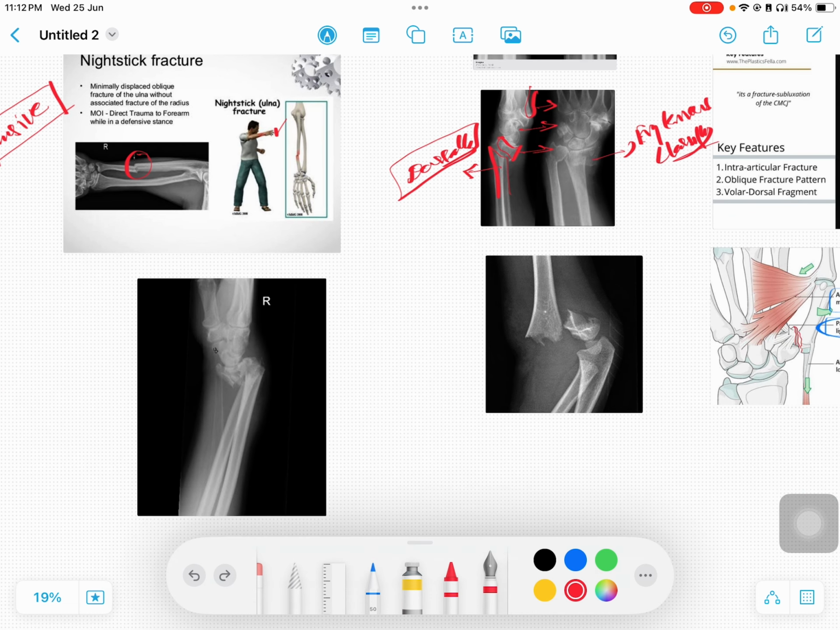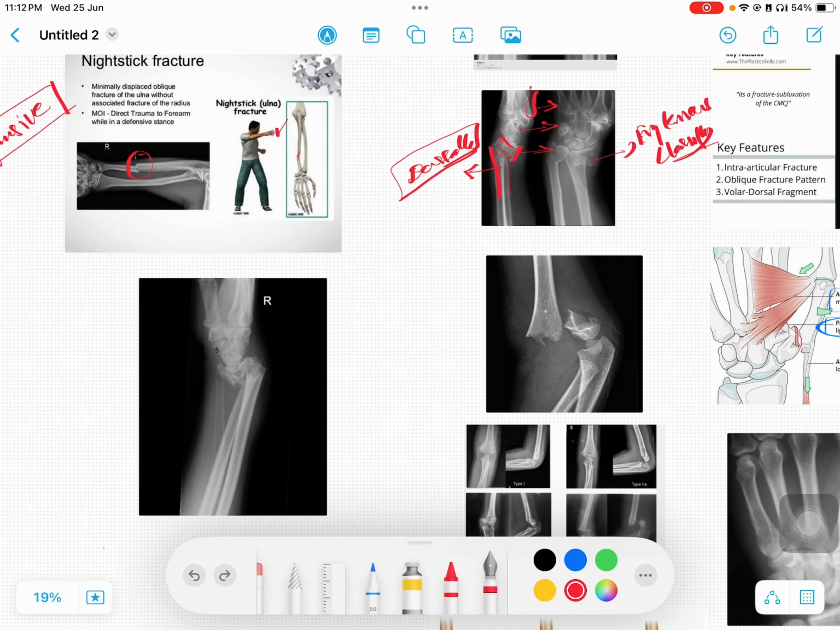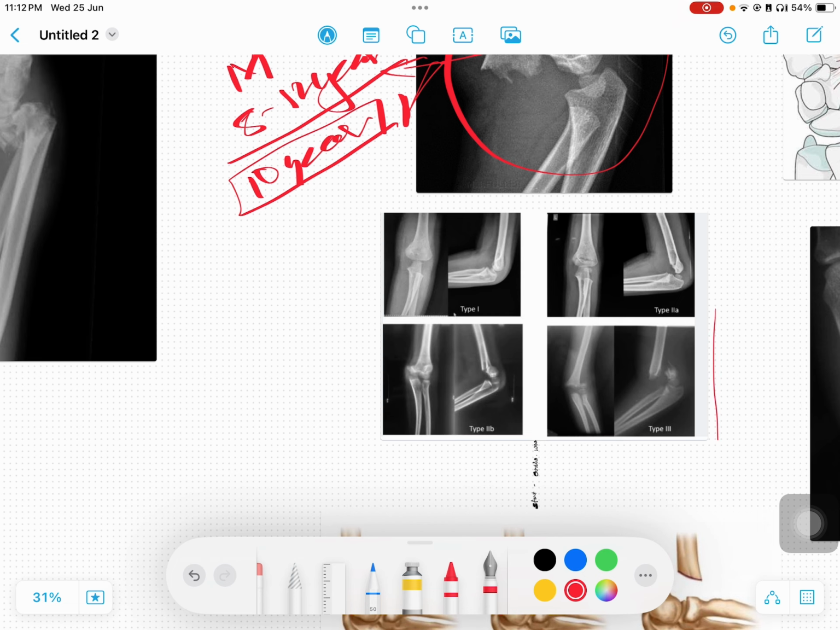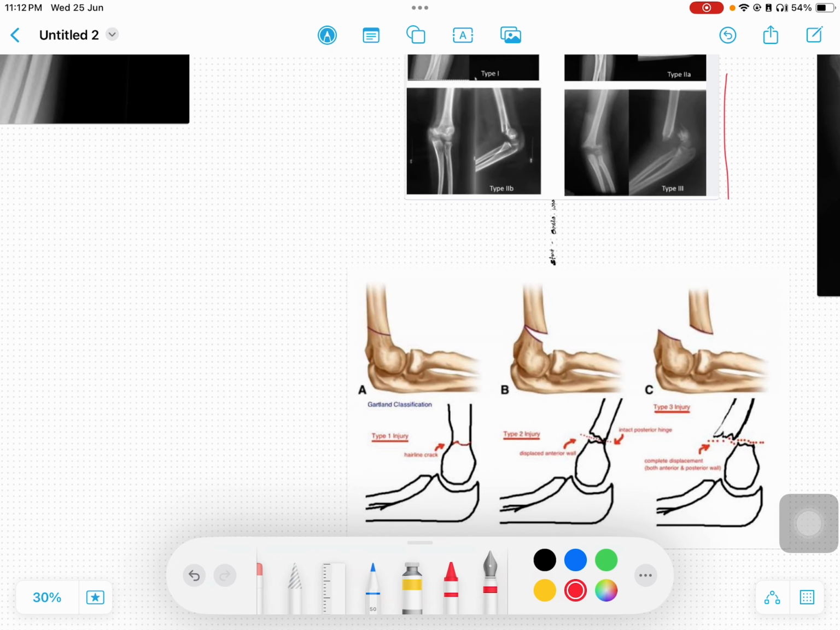Next fracture is the supracondylar humerus fracture. What is a supracondylar humerus fracture? Look, this is a supracondylar humerus fracture. It most commonly occurs in male children aged 8 to 12 years, approximately maximum 10 years. If any question mentions an age like 10 years, the classification is the Gartland classification. First one is the undisplaced fracture.